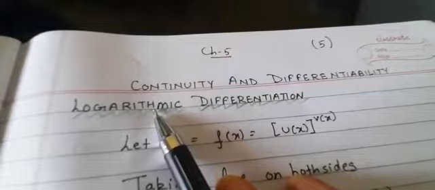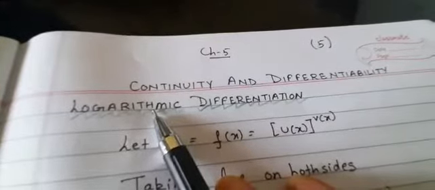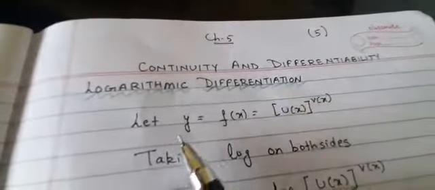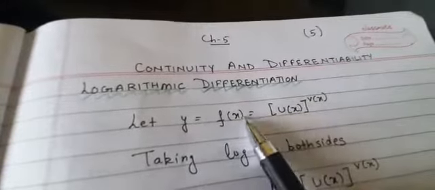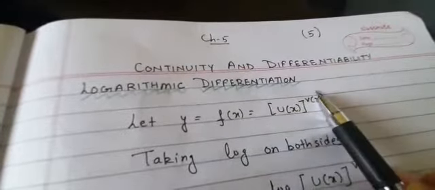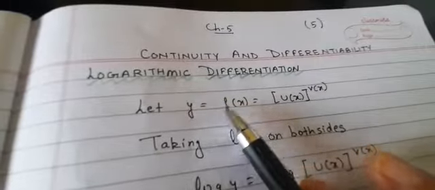In the last class I told you the derivatives of the exponential function and the logarithm function. So logarithmic differentiation, what does it mean? Let us see now. If we have a function like this, y is equal to f(x), and f(x) is u(x) to the power v(x), we can find the derivative of this type of function by using logarithmic functions.